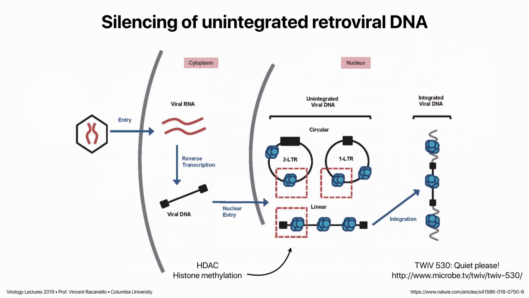Other viruses do, of course, but this is a nice example that you don't have to encode a protein to escape this epigenetic silencing. So once again, as the DNA comes into the nucleus, it's wrapped around histones, and then histone deacetylases and methylation work to silence it. But the integration removes the silencing.